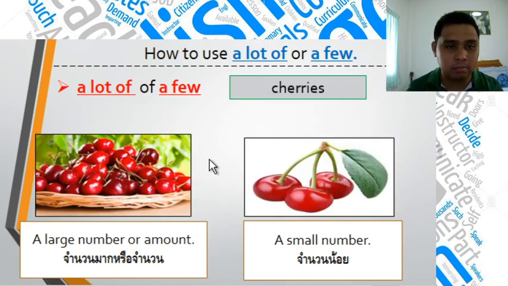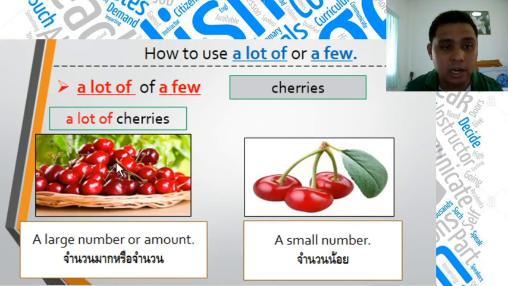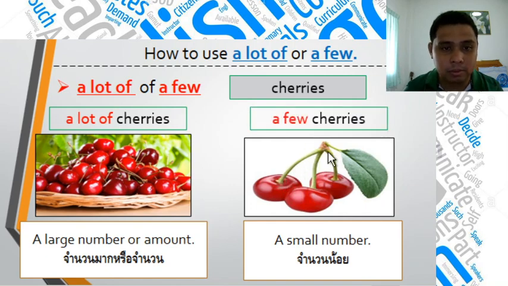So next we have cherries. We have the cherries here on the left side, and we also have the cherries here on the right side. I want you to guess the answer on this picture. So this one is a lot of cherries. Okay, how about this one here? A lot of or a few? This one is a few cherries. Okay, so don't forget, a lot of is a large number, a few is a small number.